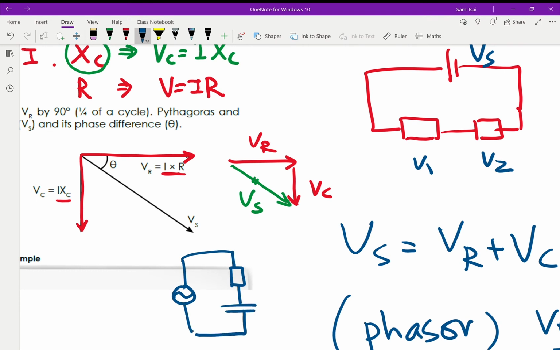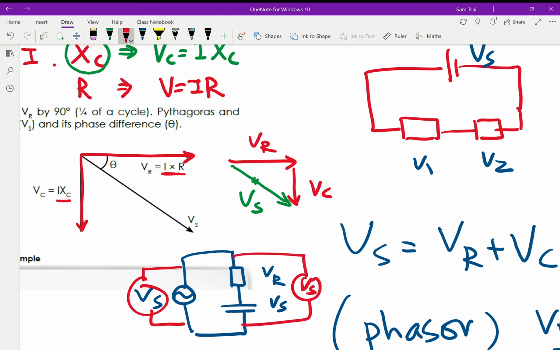You can say it's VR plus VC, and this is VS. So the voltage here will be the voltage here. They are the same, the total voltage. And that's how we add them together.